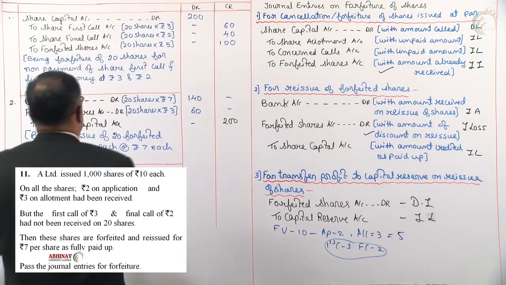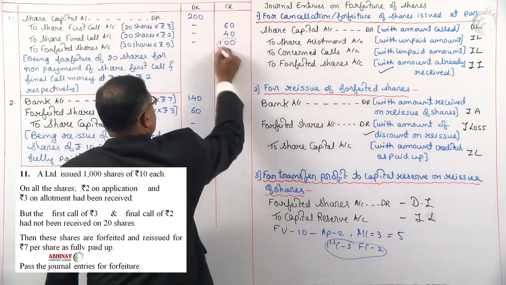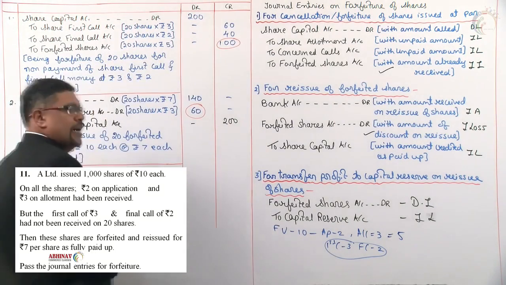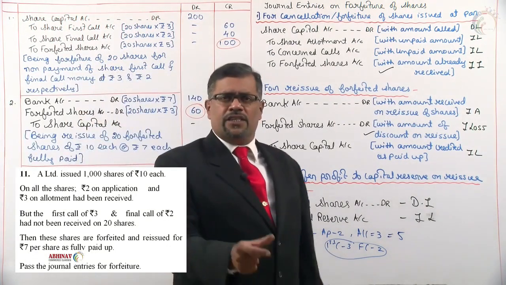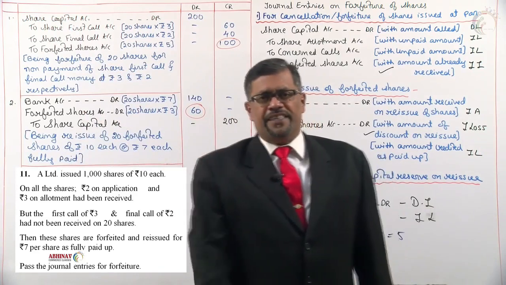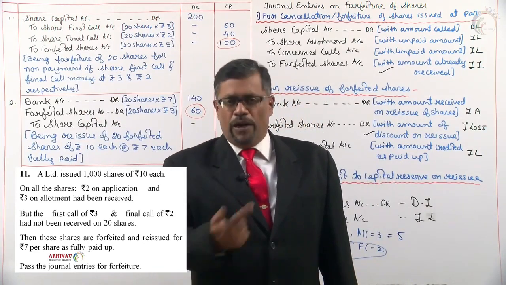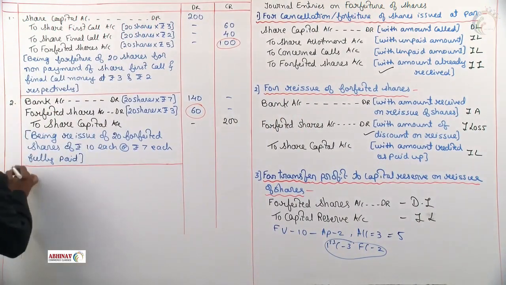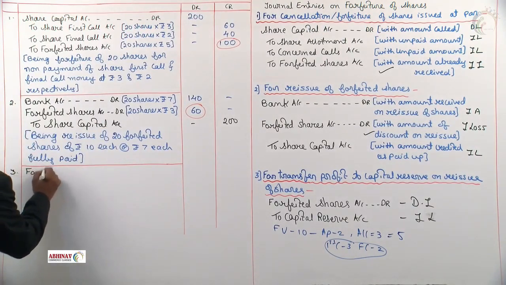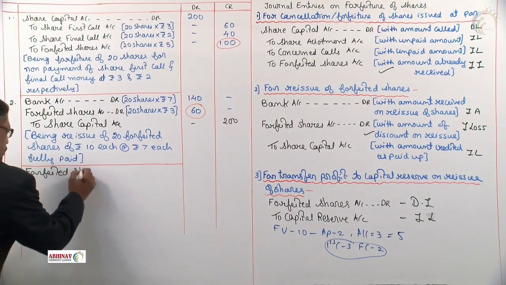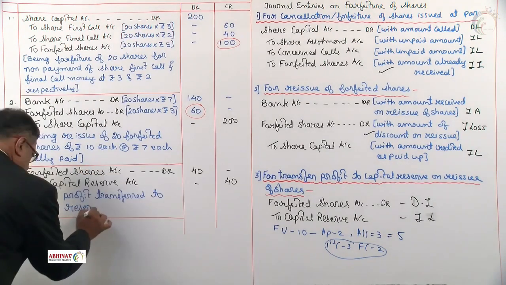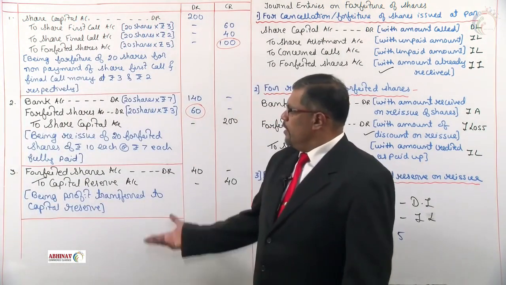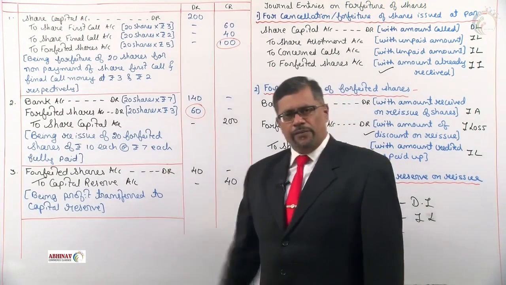One more way of finding the profit. Amount already received 100. Discount allowed 60. 100 is the income. 60 is discount loss. 100 minus 60, 40 is the profit. We'll transfer that to capital reserve. That is going to be our entry number 3. Forfeited shares account debit to capital reserve account. Being profit transferred to capital reserve. That's all. There are the 3 entries for forfeiture that we have done.